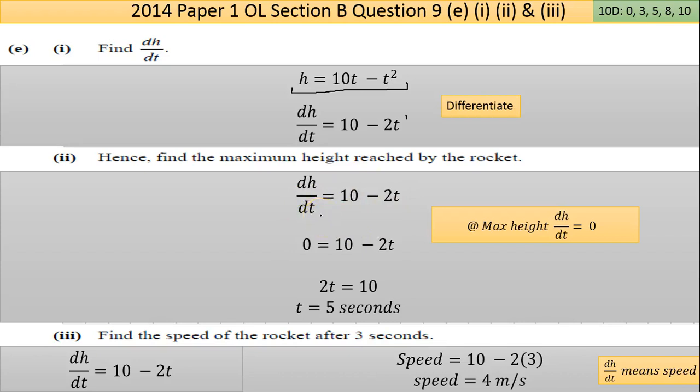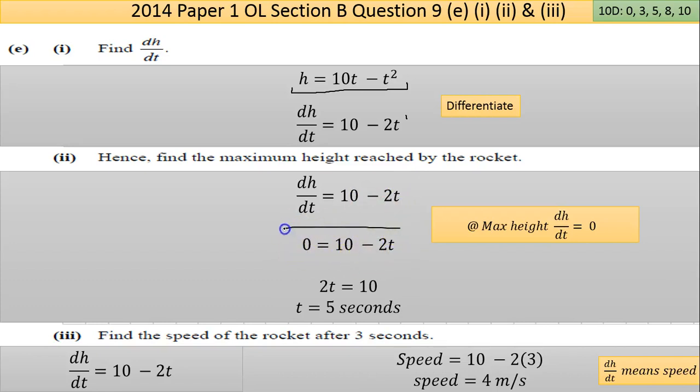That's its function, okay? So dh/dt stands for the slope. Slope equals 10 minus 2t. If I'm given a value of t, I can find the slope at that point. If I'm given the slope, which at the maximum height will be 0, I can calculate the time that it took to get there.